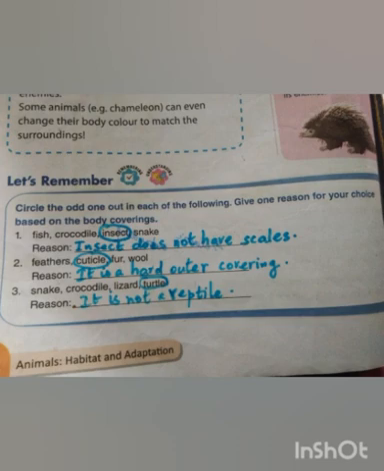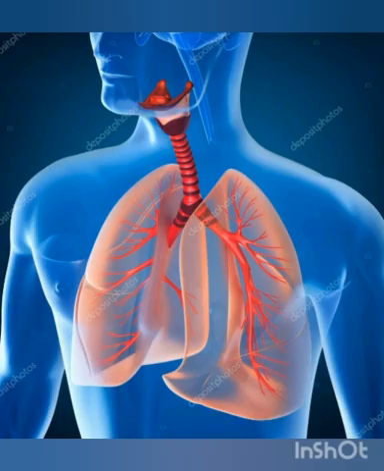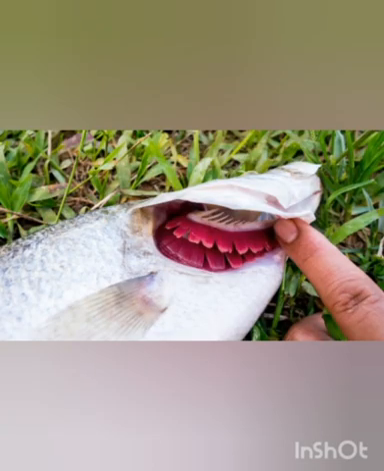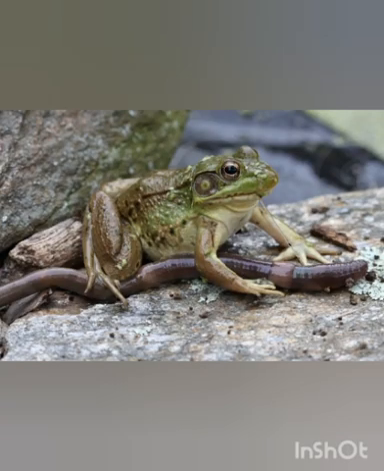So next one is organs for breathing. Different types of animals have different organs for breathing. So human beings and most animals breathe through their nose, and the air is carried to the special organs called lungs. Fish have special structures called gills through which they breathe. And frogs and earthworms breathe through their moist skin. Frogs also breathe through their lungs when on land.